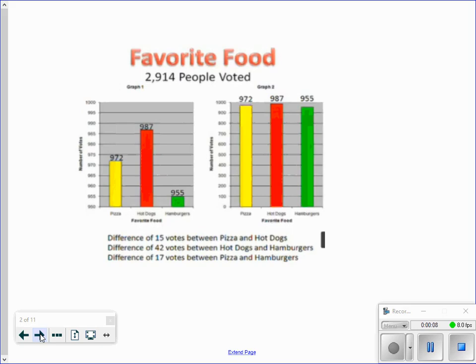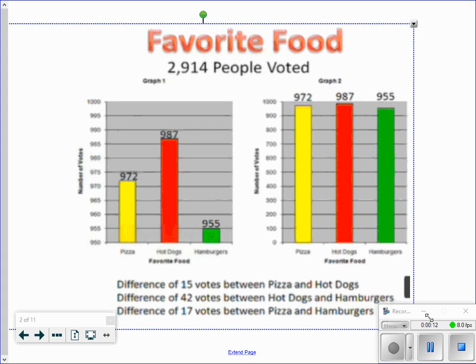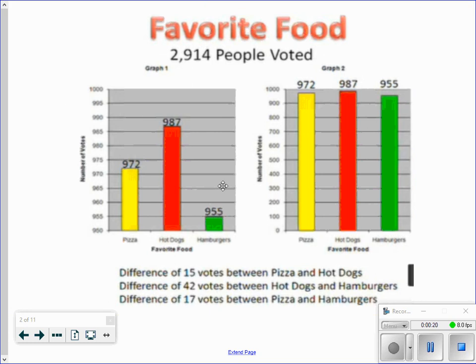Let's take a look here, what we mean by this. This graph right here is really interesting, okay? It shows a favorite food. It says 2,914 people voted. Graph 1 shows 3 sets of data. The yellow line says 972 had pizza. The red line says 987 had hot dogs. The green line says 955 had hamburgers.